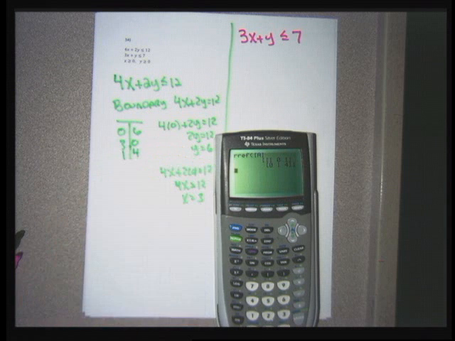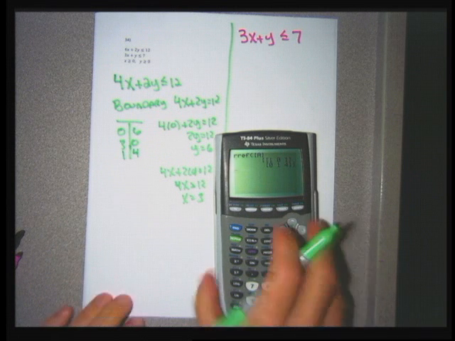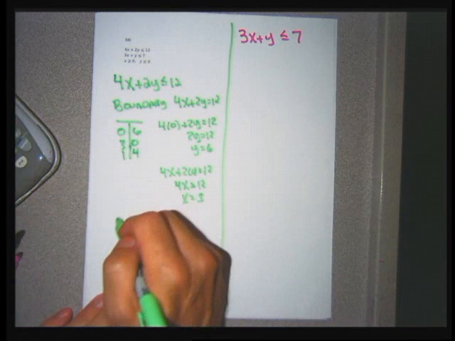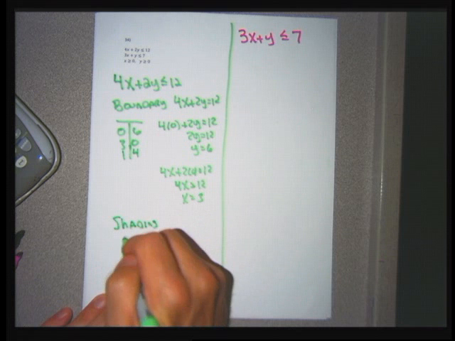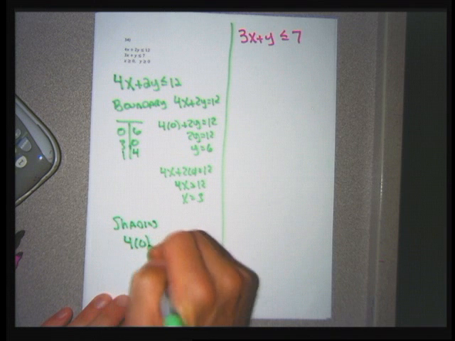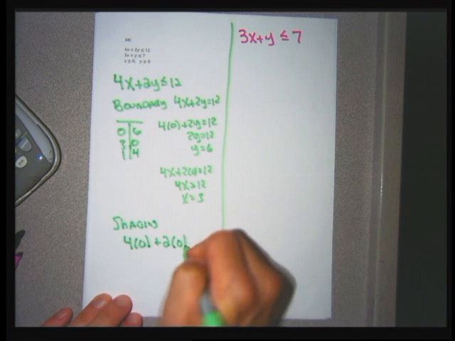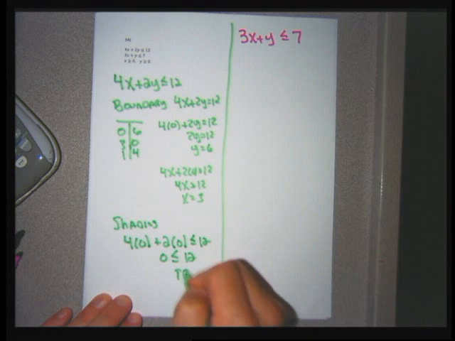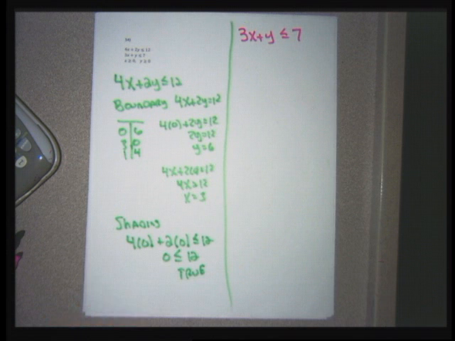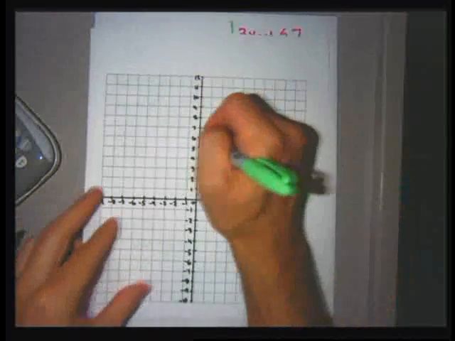So I'm going to plot those 3 points. I also need to know the true side of the line. So for shading purposes, I'm going to go 4 times 0 plus 2 times 0 is less than or equal to 12. This gives me 0 is less than or equal to 12, so (0, 0) is on the true side of the line. So as I go to graph this, I'm going to plot the point (0, 6).